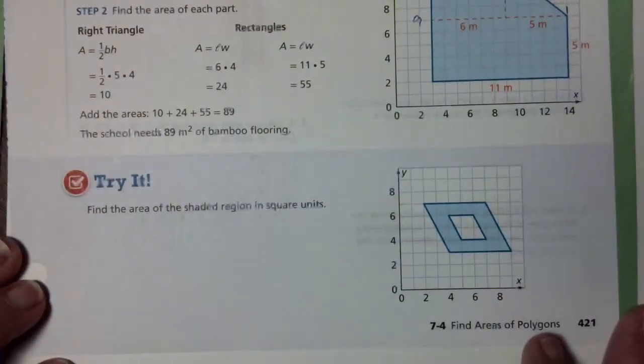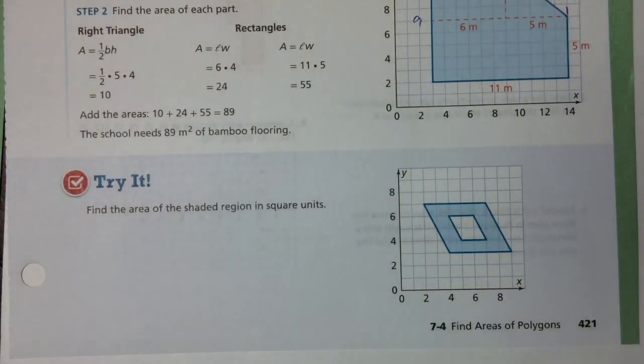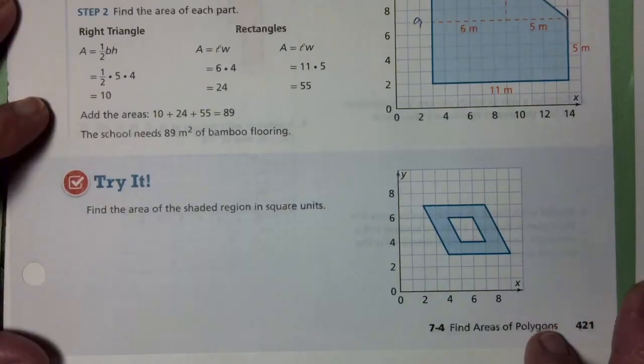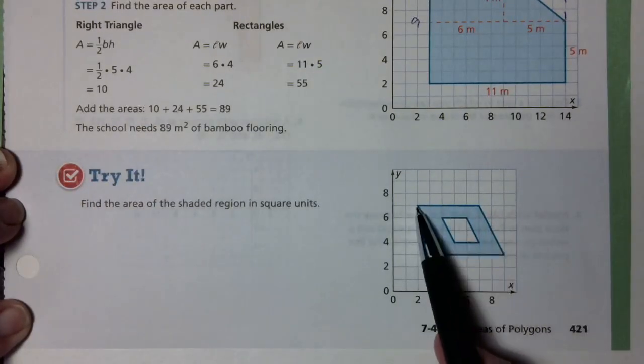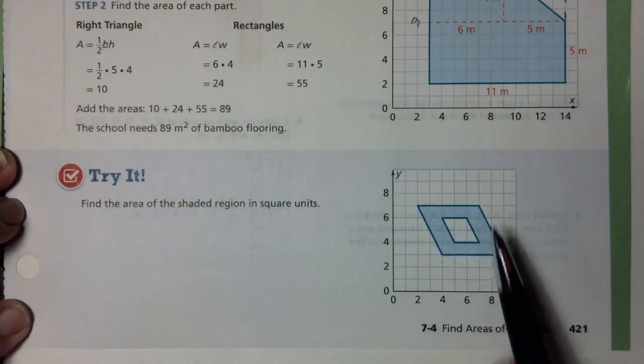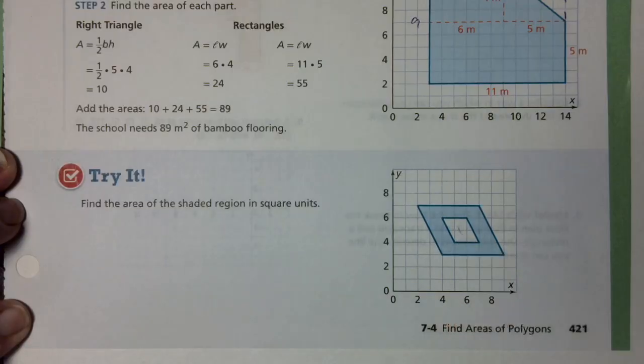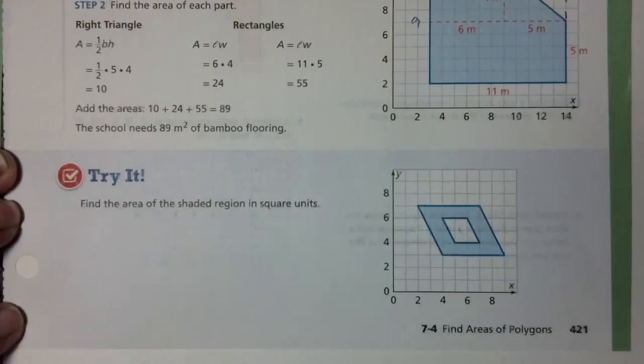Okay, let's look at the triad. Ooh, this looks like a fun one. Okay, remember this is a parallelogram, so the easiest way to do this one again is by subtraction. To find this blue area, we're going to find the whole big blue thing, and we're going to subtract off the little white parallelogram in the middle.